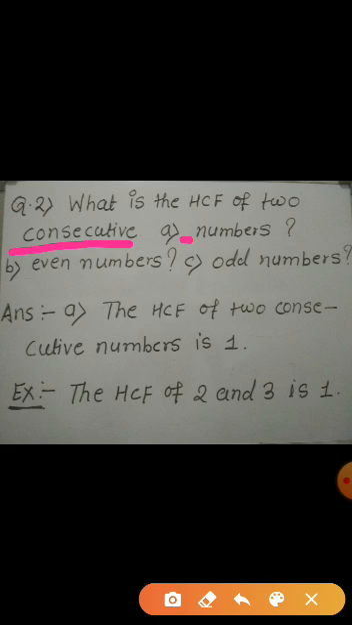In the first case, we have to find the HCF of two consecutive numbers. So which are the consecutive numbers? Numbers 1, 2, 3, 4, 5, 6, 7 and so on are consecutive numbers. And the HCF of two consecutive numbers is always 1. For example, the HCF of 2 and 3. Here 2 and 3 are consecutive numbers and their HCF is 1 because they have only one common factor, that is 1. Likewise, you can take any two consecutive numbers.